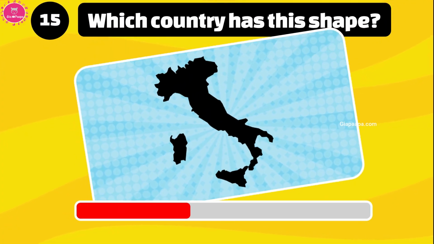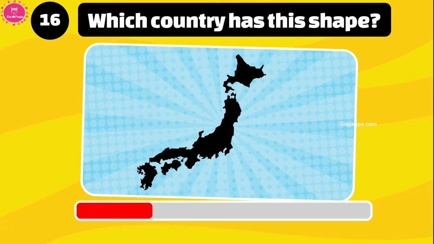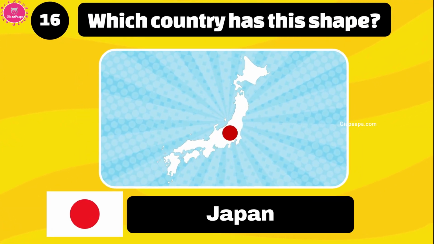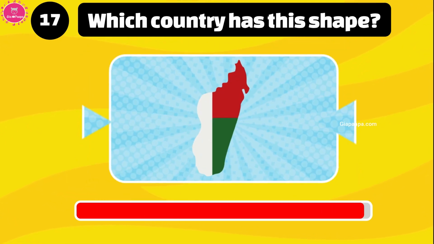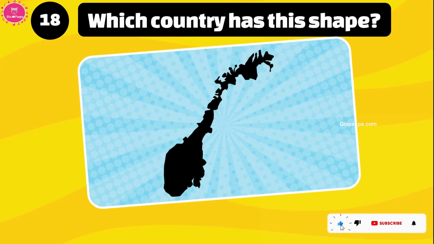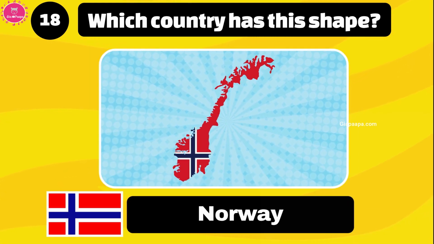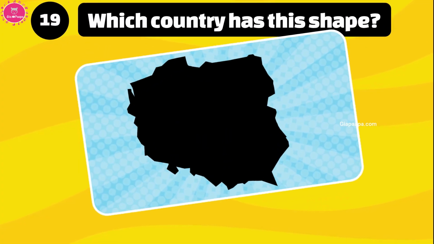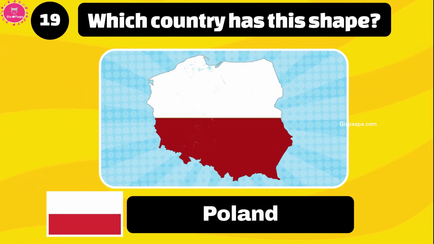This is the shape of which country? Italy. This is the shape of which country? Japan. This is the shape of which country? Madagascar. This is the shape of which country? Norway. This is the shape of which country? Poland.